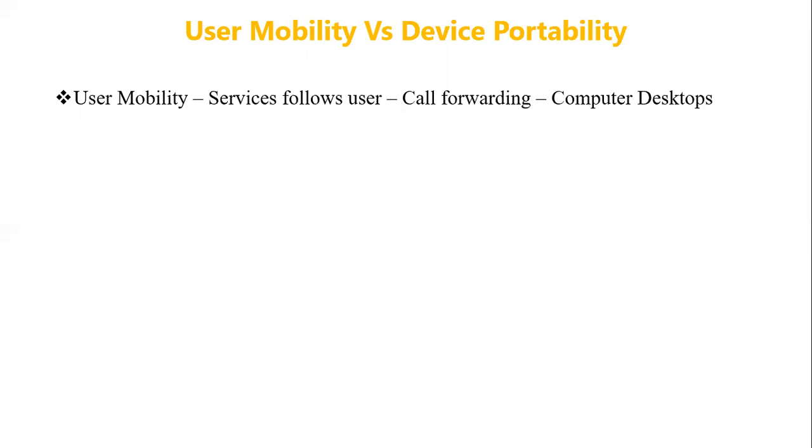For example, we can consider the call forwarding technique. Say currently you are in one country, and after some time you may move to some other country, and still people can reach you through that same particular mobile number, because the service is following you. Your network service provider will understand where you are currently located, and accordingly the call will automatically get transferred to that particular location. That feature is called call forwarding.